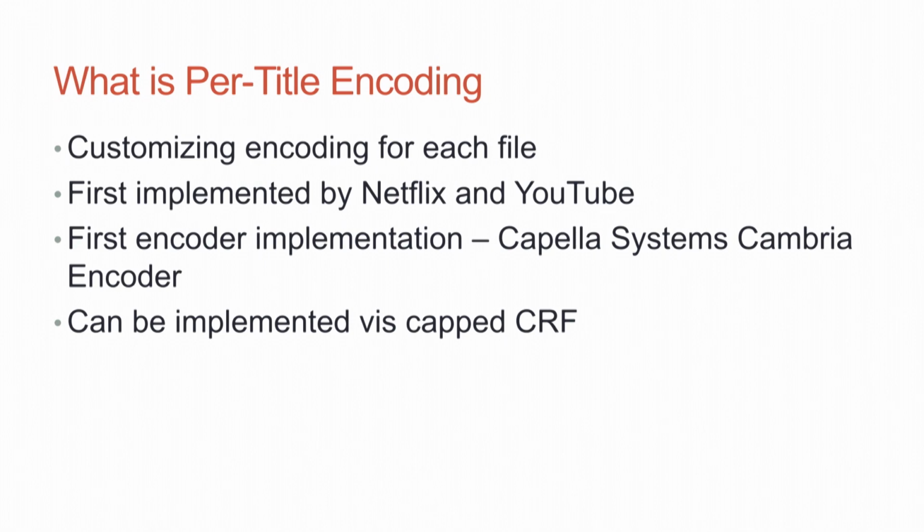The first encoder implementation came from a tool called Capella Systems Cambria encoder, and we'll look at the results of that as part of this analysis. And that came out in mid-2016. And if you want to do it yourself, as I mentioned, you can implement it yourself via CapCRF. Who's using an FFmpeg-based encoder at this point? Anybody? So if you're using an FFmpeg-based encoder or an encoder like Vantage or some of the cloud platforms that give you access to FFmpeg encoding commands, you can implement CapCRF as soon as you get home.